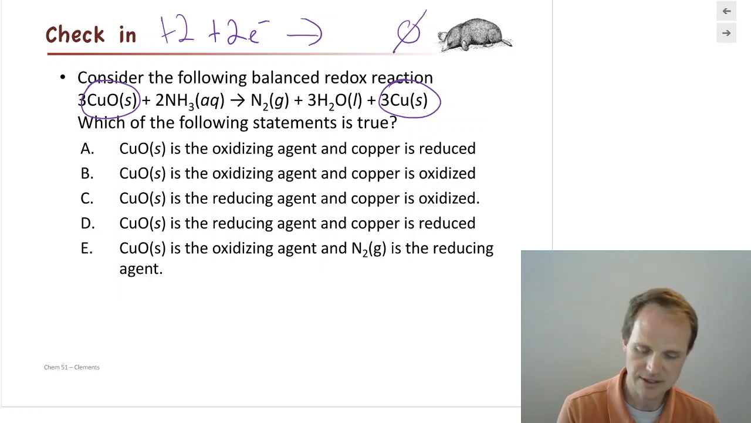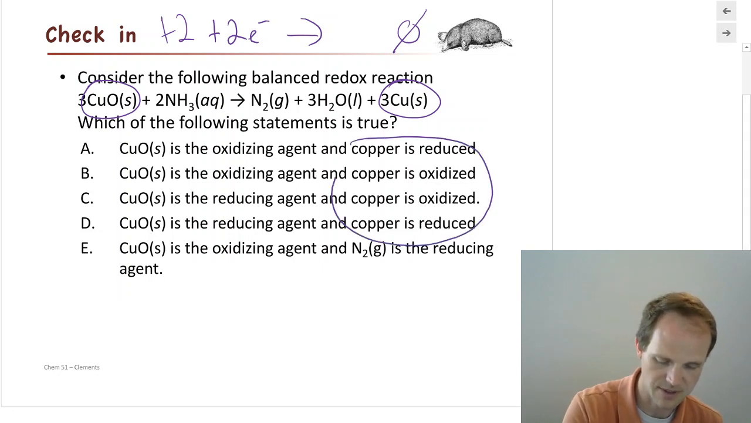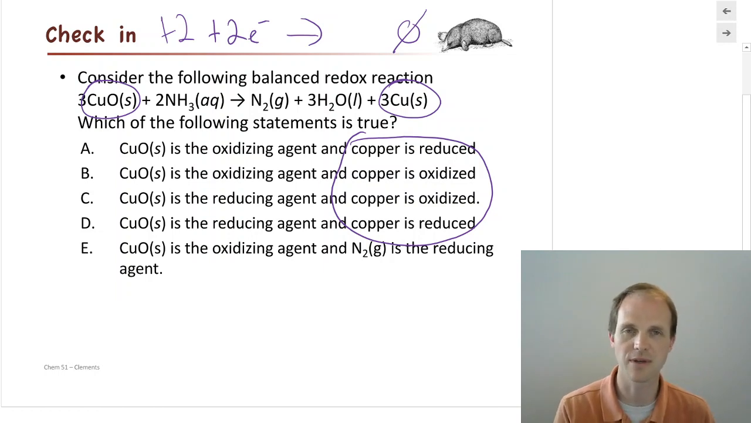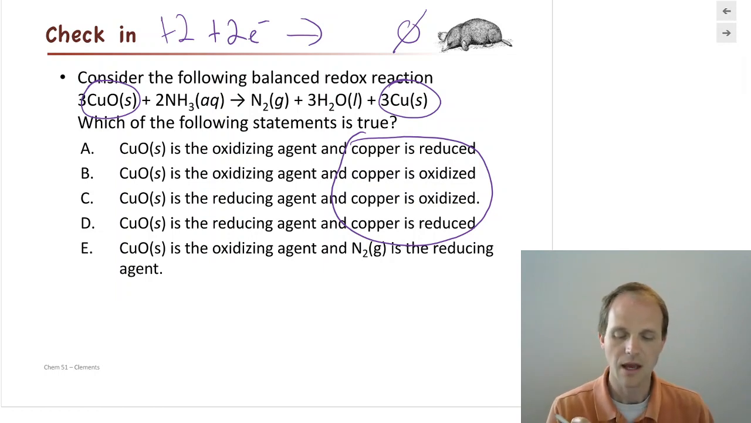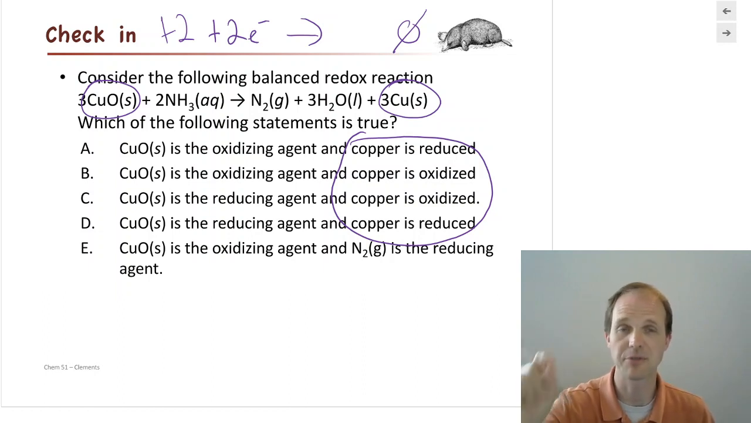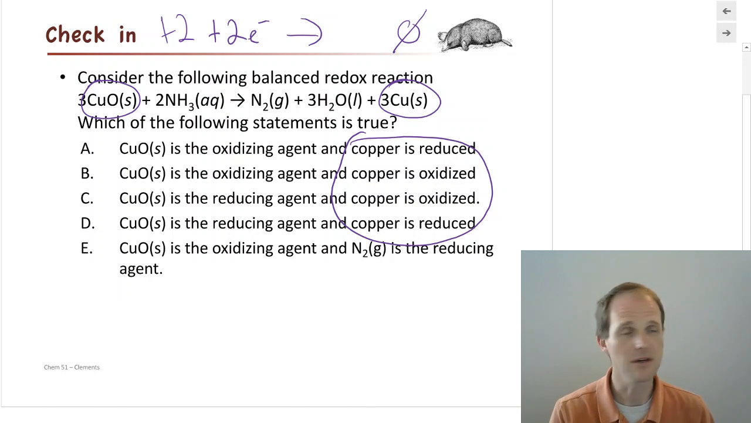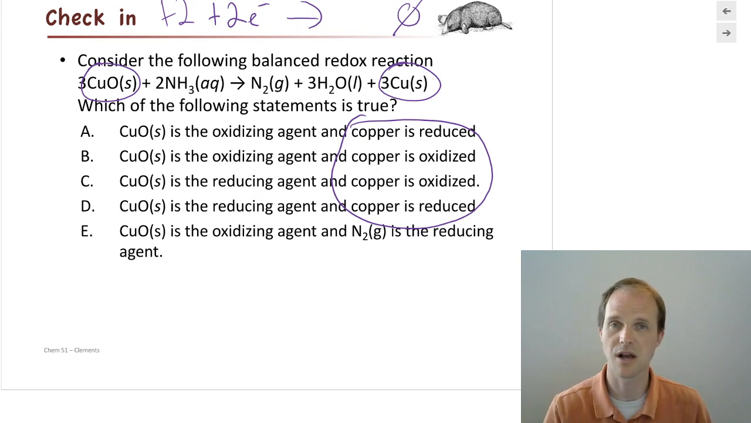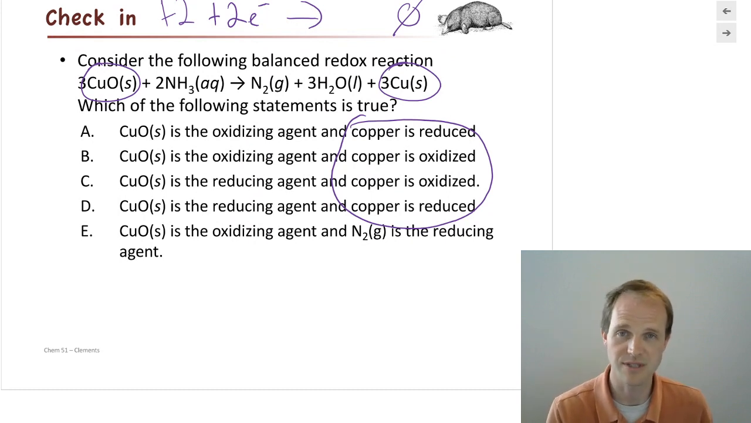Now, it looks funny here, and if you had different instructors who talked about it differently, you might have been confused by this one. I totally get that. Copper is the thing that's changing its oxidation state. It's going from plus 2 to 0. Even though at the beginning it's in this compound called copper 2 oxide, I prefer, and this is just my preference, it's not right or wrong, I prefer saying that copper was oxidized or copper was reduced. Some people will say copper 2 oxide was oxidized or copper 2 oxide was reduced.